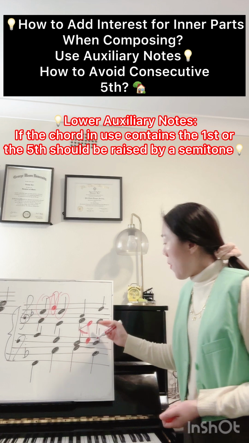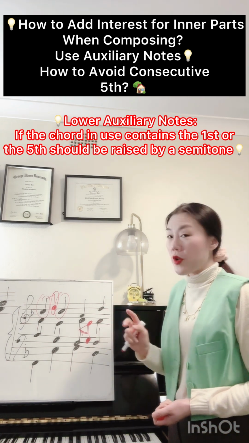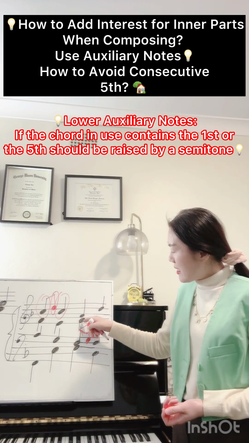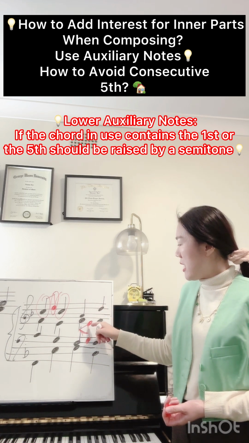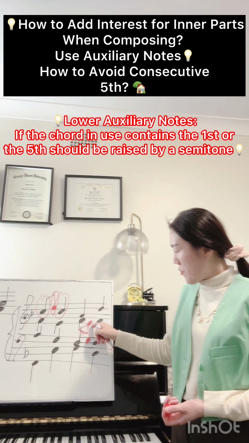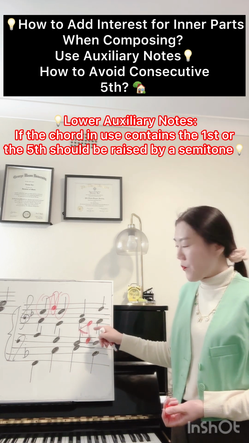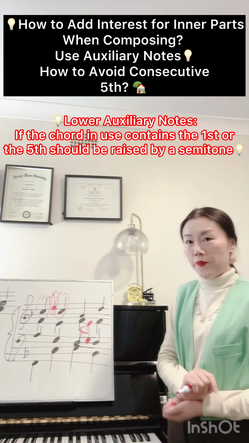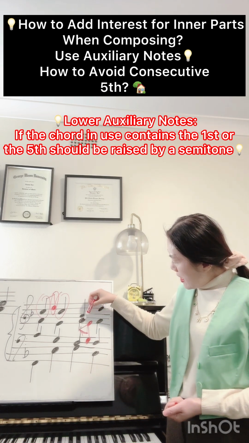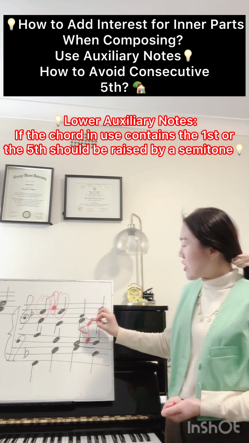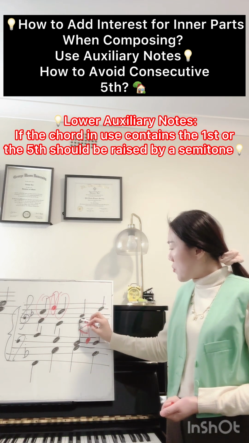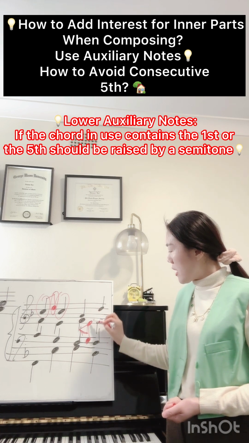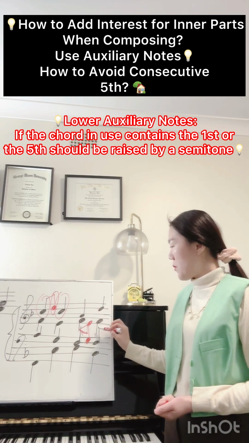But when you're using the lower auxiliary notes, you have to be careful because if the main chord contains either the root or the dominant, eventually the lower auxiliary note should move up. So it should be raised by a semitone. So E to F. So this chord is an F major chord, which contains the root. So you can use lower auxiliary notes from the note, but eventually it must be raised by a semitone.